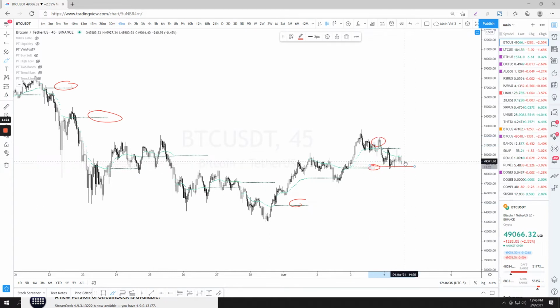Right now, I'm still sitting at 50% of my shorts. I'm going to take a portion off over here, and I'm going to take the remainder off somewhere down here, depending on how we react if we get down here, right?